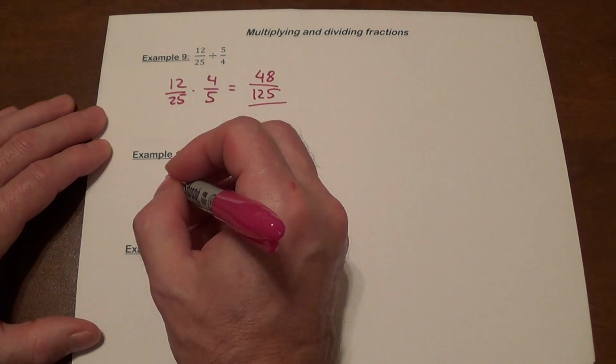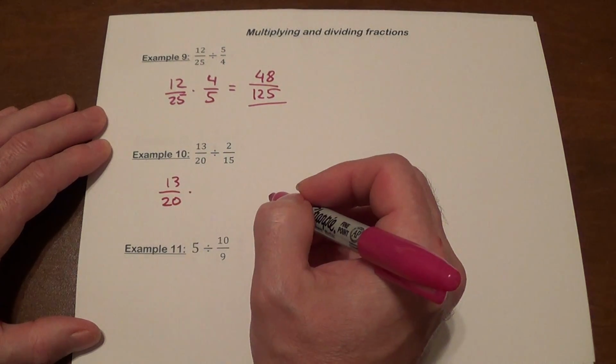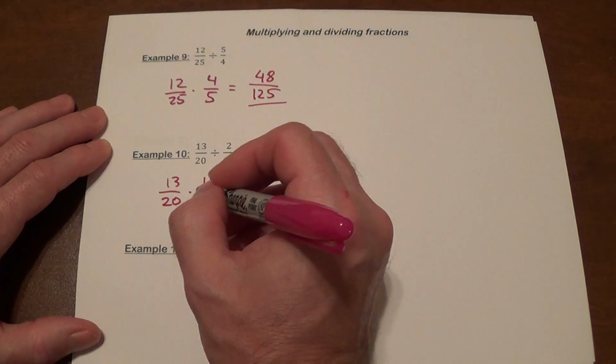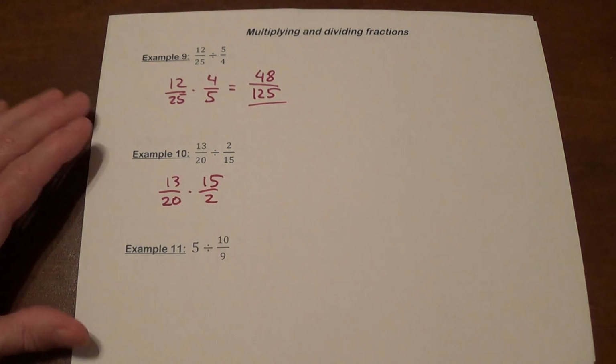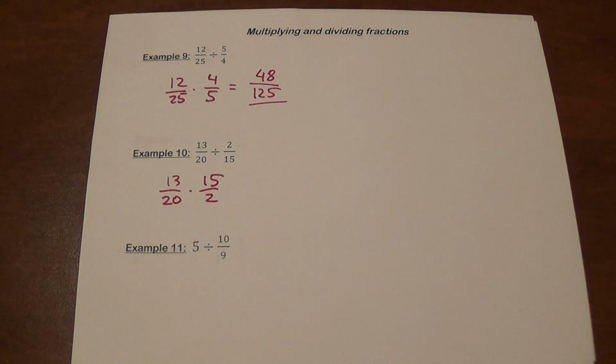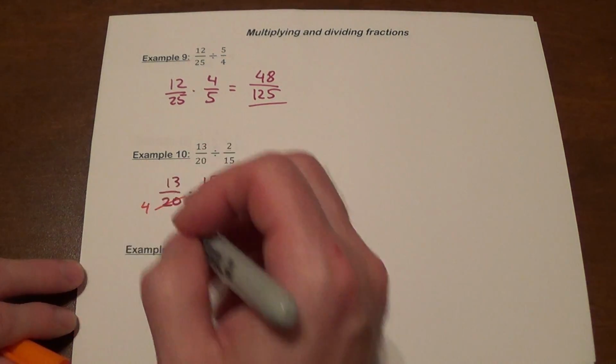Next problem, 13 over 20, keeping that, changing the operation, and flipping the second fraction. So 15 and 20 can be both divided by 5. So if we divide them by 5, this is going to leave you with 3, this is going to leave you with 4.